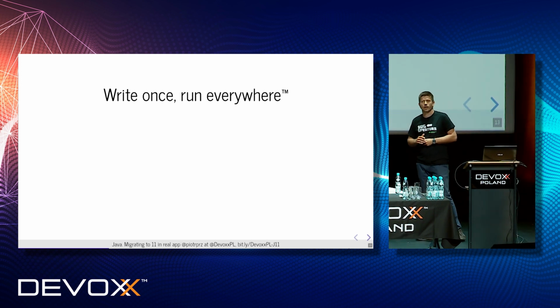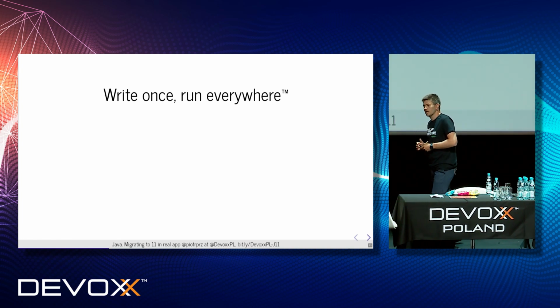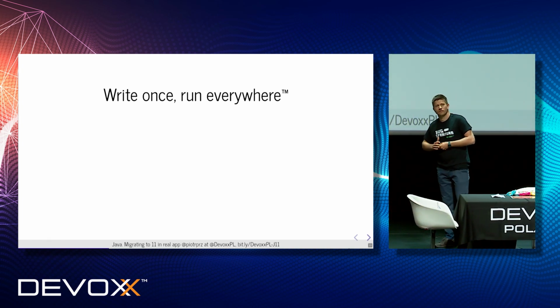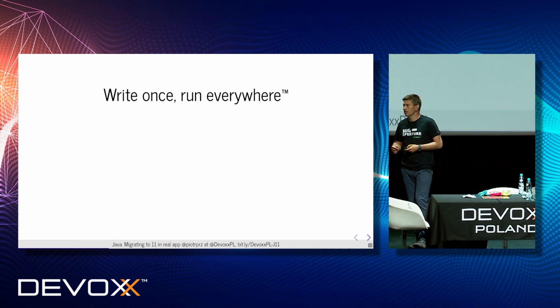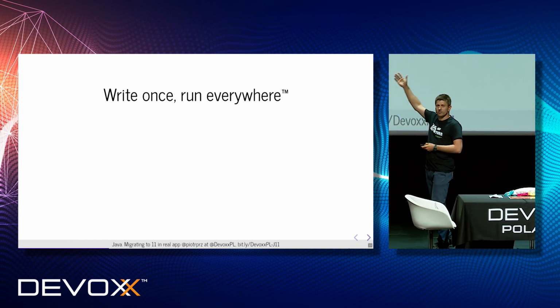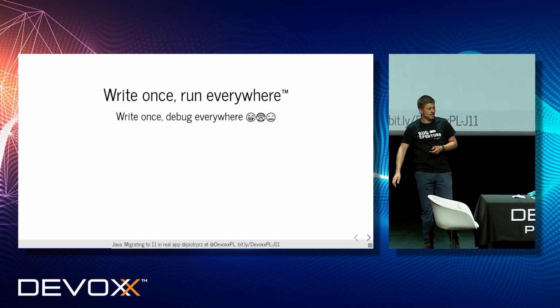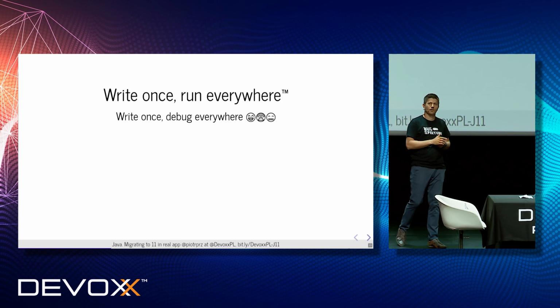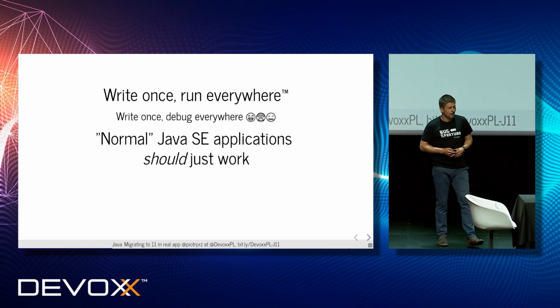Write once, run everywhere. Yeah. So when I started working with Java, it was Java 1.3 15 years ago, and then I even backported some code to Java 1.2. This was the famous slogan from Sun: write once, run everywhere. In practice, it worked like this: write once, debug everywhere. This was the reality. Okay, we know that.